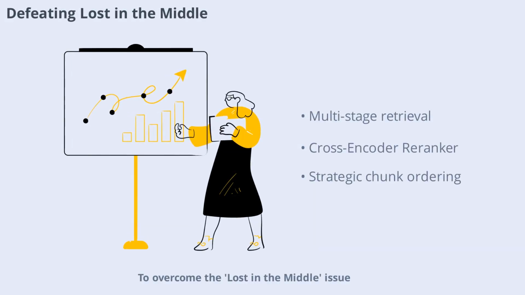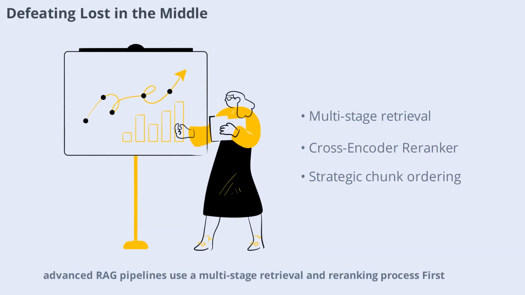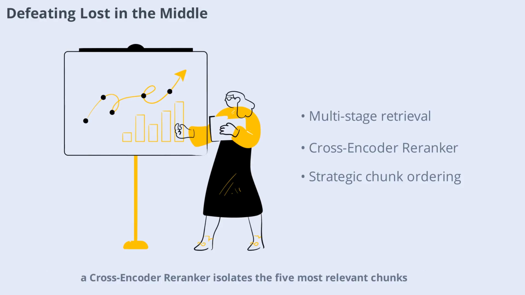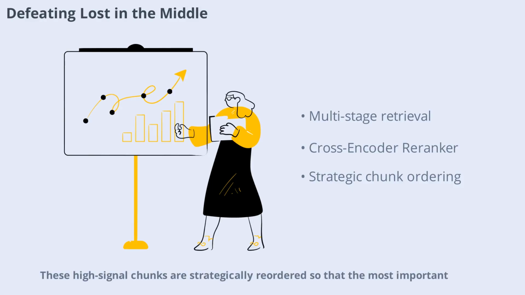To overcome the lost-in-the-middle issue, advanced RAG pipelines use a multi-stage retrieval and reranking process. First, the system retrieves a broad set of documents, such as the top 30 results. Then a cross-encoder reranker isolates the 5 most relevant chunks. These high-signal chunks are strategically reordered, so that the most important information appears at the very top and bottom of the final prompt. This ensures that critical details are not missed by the model.